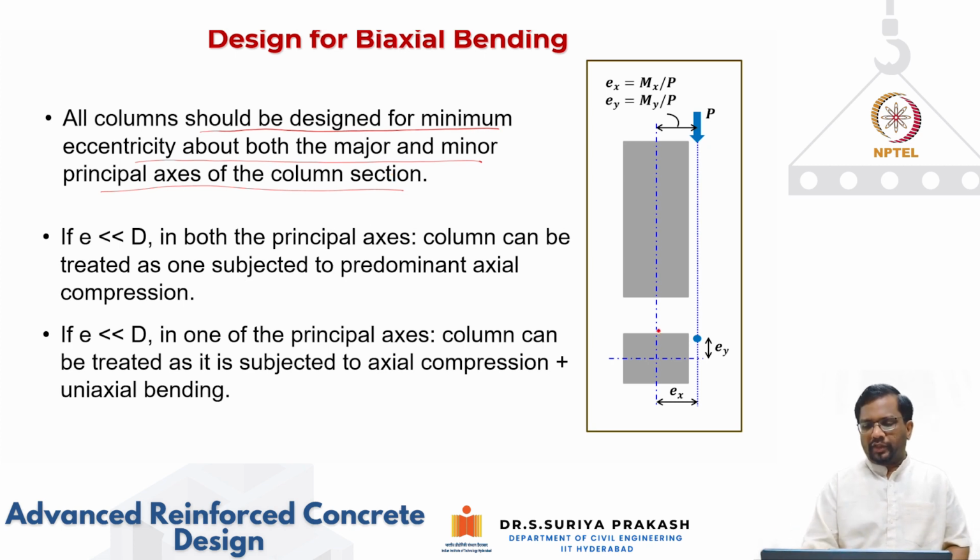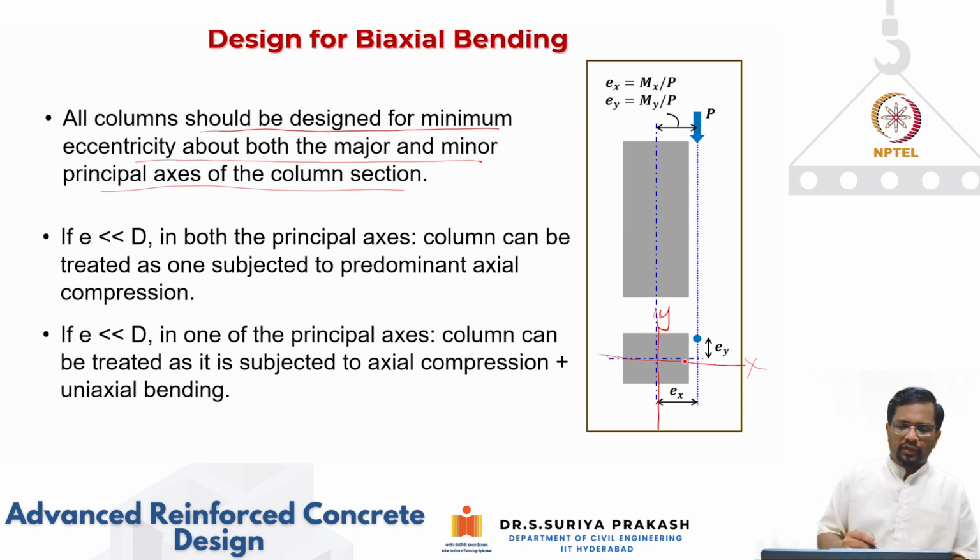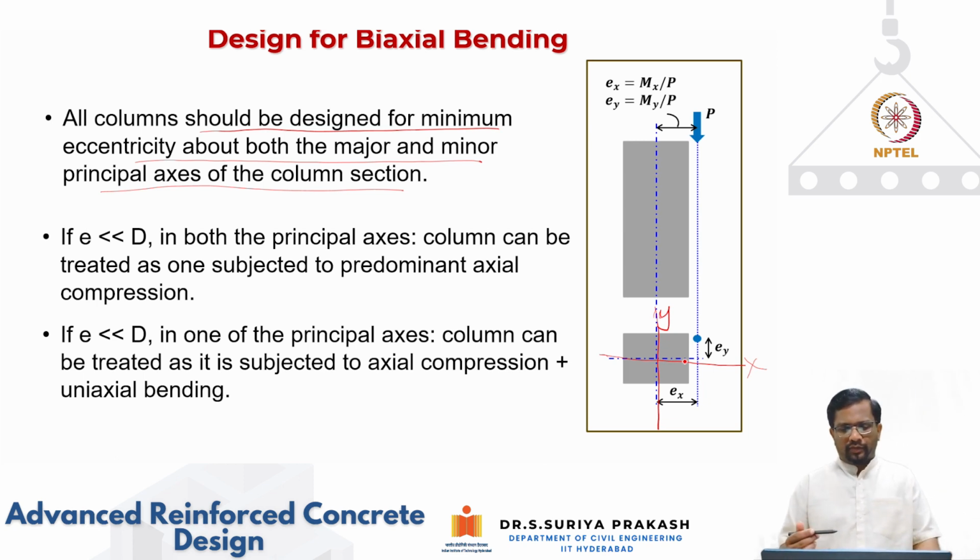So in this case, if you look at a rectangular column, this is your major bending axis and this is your minor bending axis. The reason is that the dimension which is perpendicular to the x-axis is small. That is why here the x-axis we are calling the minor axis and the y-axis we are calling the major bending axis. So depending upon your dimensions, these major and minor principal axes will change.